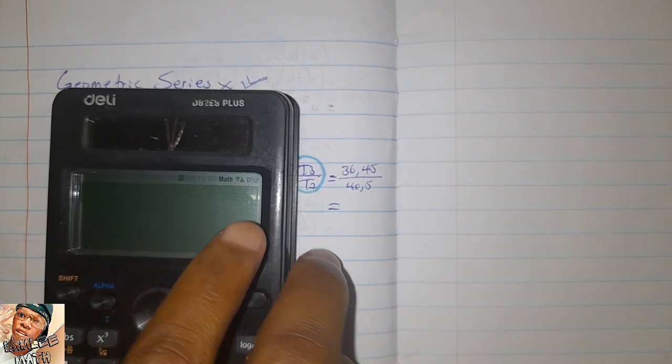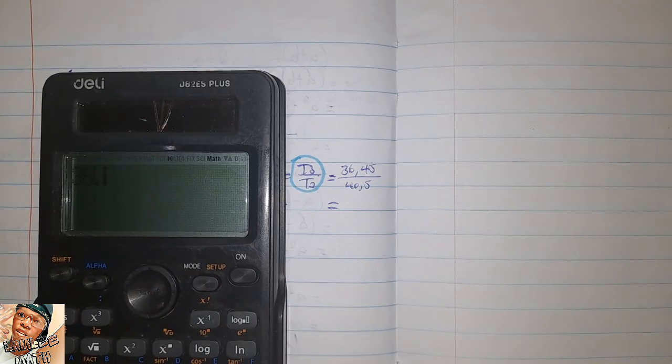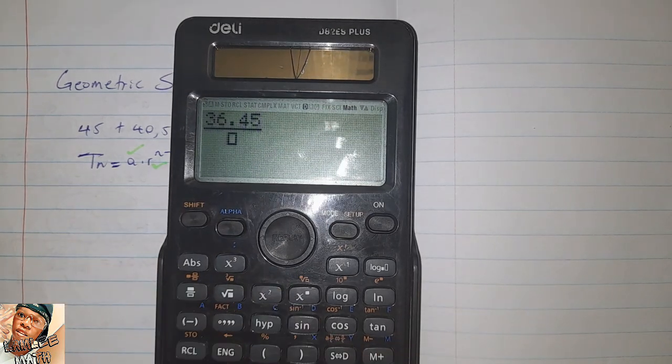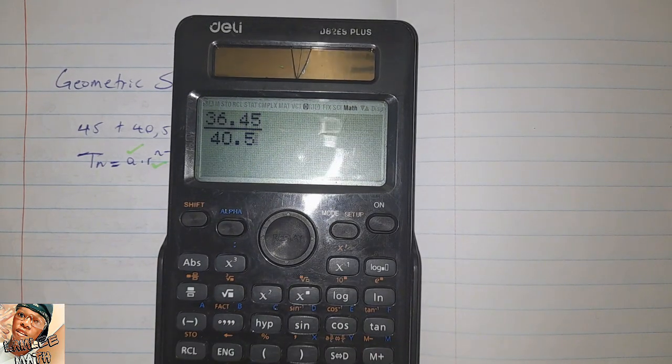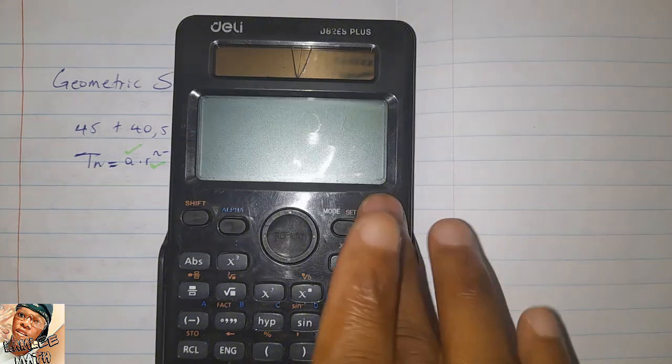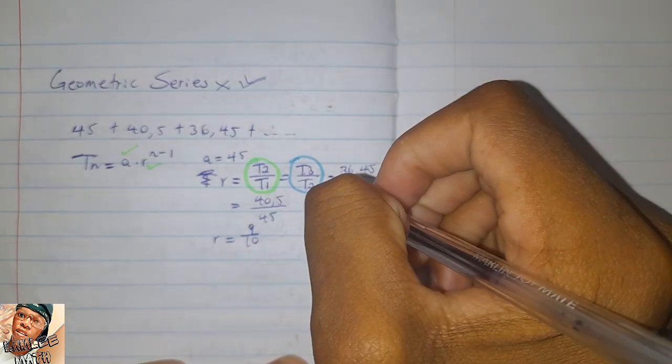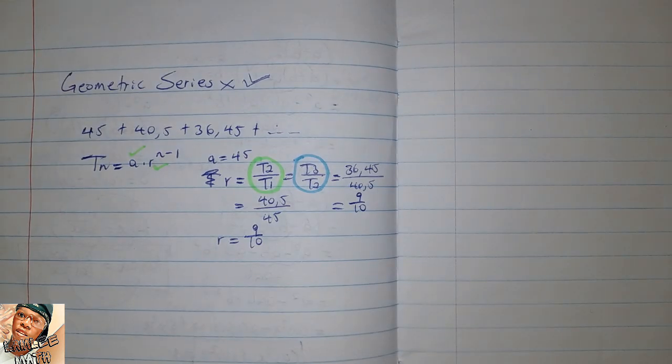So let us press the calculator here. We have 36.45 divided by 40.5. Let us check how much that is. Well, that is 9 over 10. That means that this is indeed a geometric series, right? So if you were required to prove that this is a geometric series, this is how you would do it. But in this case, we're not asked to prove it. This was just for convenience. So indeed T3 over T2 is 9 over 10 as well, which has confirmed the value of R.